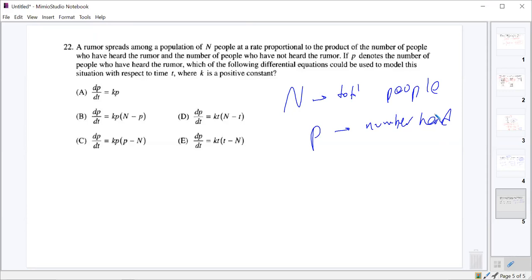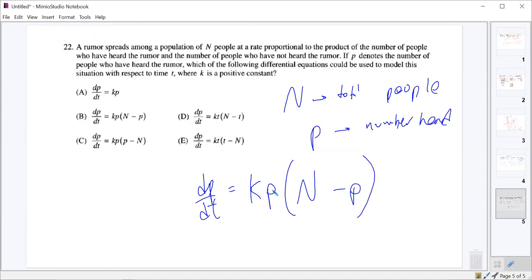So it should be dP/dt is equal to, and it's proportional to, so that means we're going to have this constant of proportionality, that's our k. So it's proportional to the product of the number of people who have heard the rumor and the number of people who have not heard the rumor. So the number of people that have heard the rumor is P, and the number of people that have not heard the rumor is the total number of people minus the number that have heard it. So it's proportional to the product of P and N minus P. So dP/dt equals k times P times N minus P. Looks like choice B. Does that make sense or no?